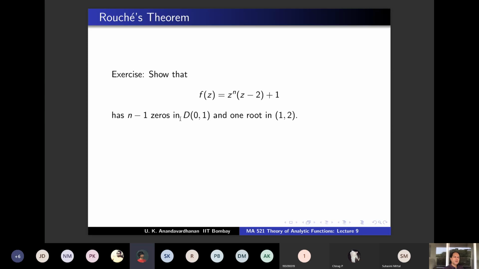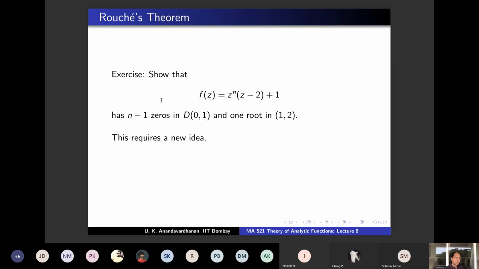The point is to show that this has n minus 1 zeros in D01. So straight away, if you take mod z equal to 1, it looks like neither the original version nor the stronger version of the Residue theorem will apply. Because what happens is at 1, yeah, you have to check. I haven't really looked at it, but I think this requires a new idea.